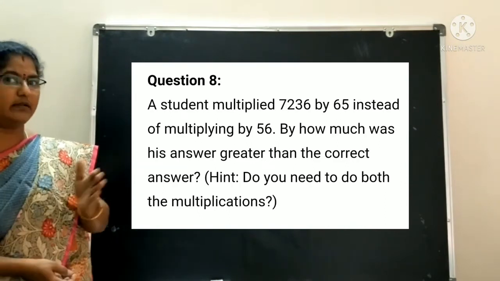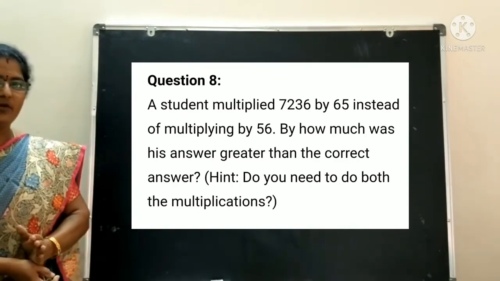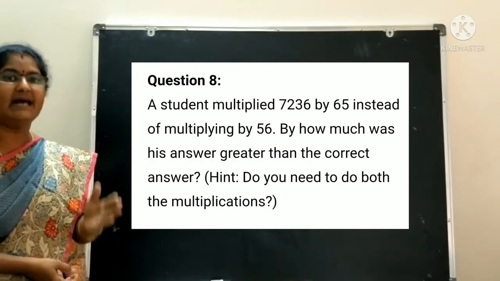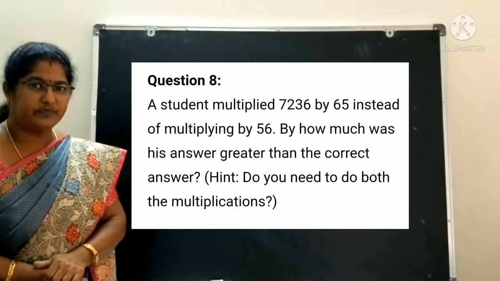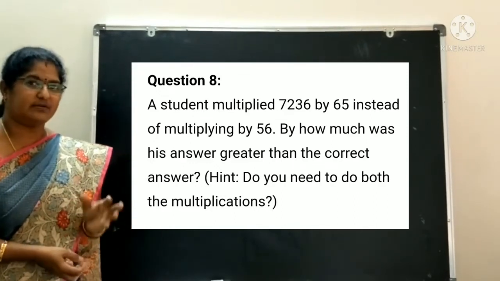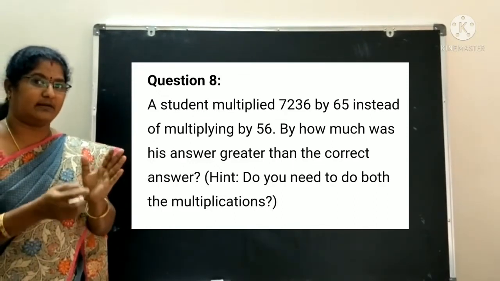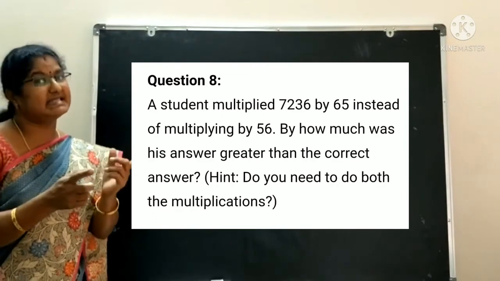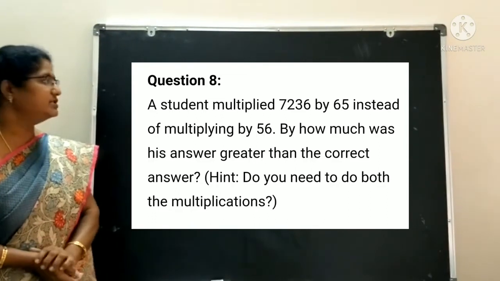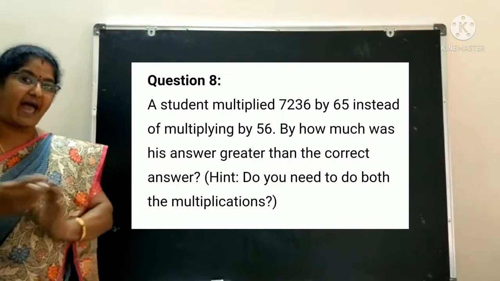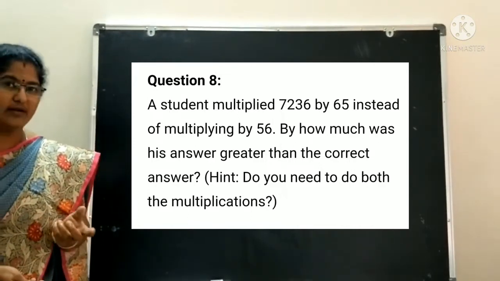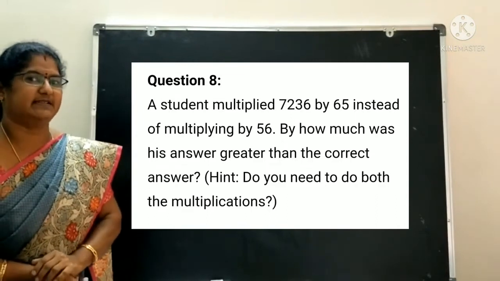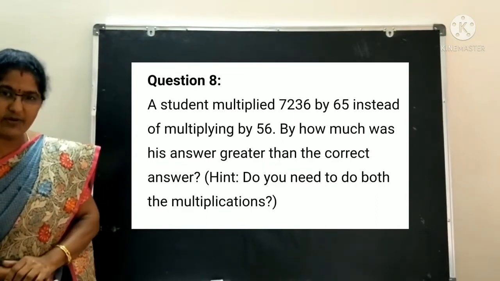Instead of 56, she multiplied by 65, so it's wrong. She used a bigger number instead of 56, so her answer is also bigger. But your answer is smaller because you multiplied by 56. That is the correct answer.